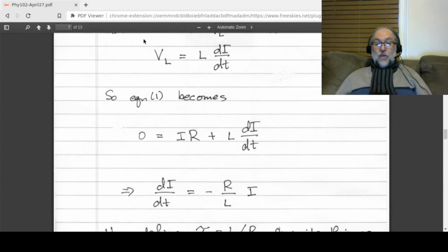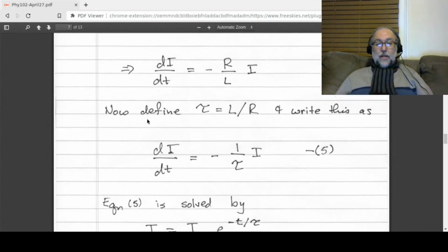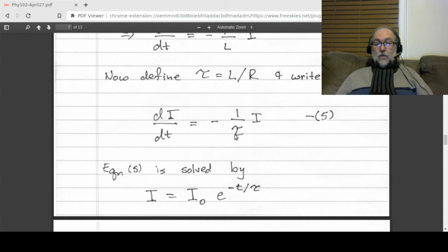If we put both of those into equation 4 above, here's our VR from Ohm's law, and here's VL, which involves the inductance. Now let's rearrange this and write the di by dt all on one side. Over here you have di by dt is equal to minus R over L times I. Remember that tau, the time constant for an RL circuit, is L over R. So we can write this as di by dt is equal to minus 1 over tau times I. This equation 5 has the exact same structure as the differential equation above in terms of dq by dt.